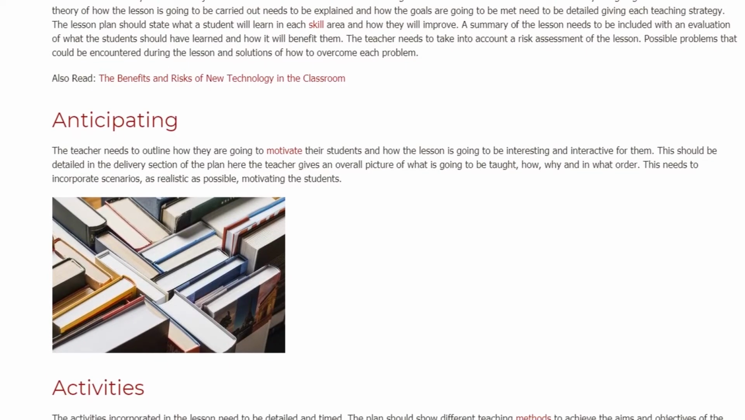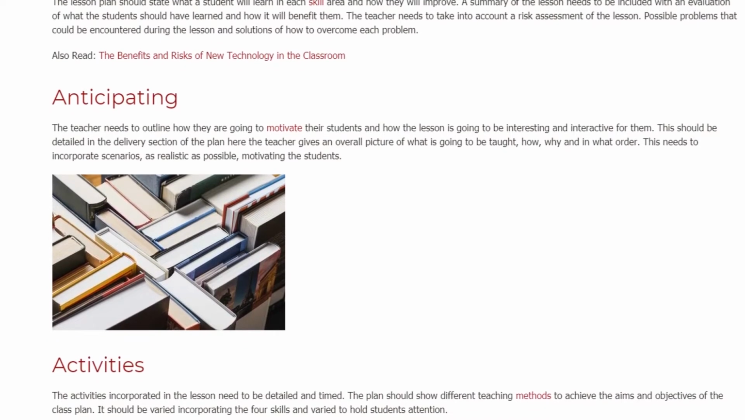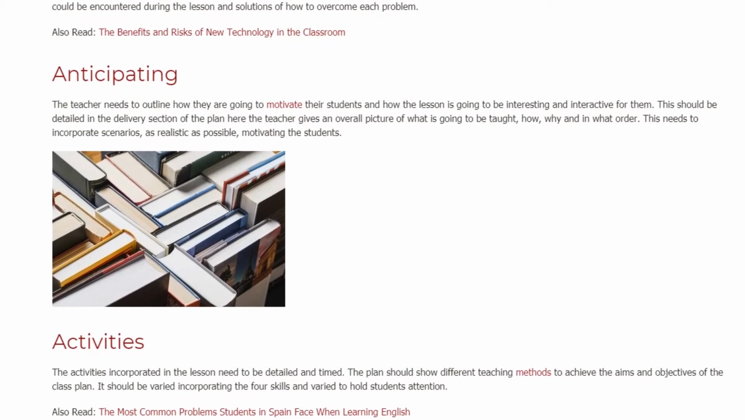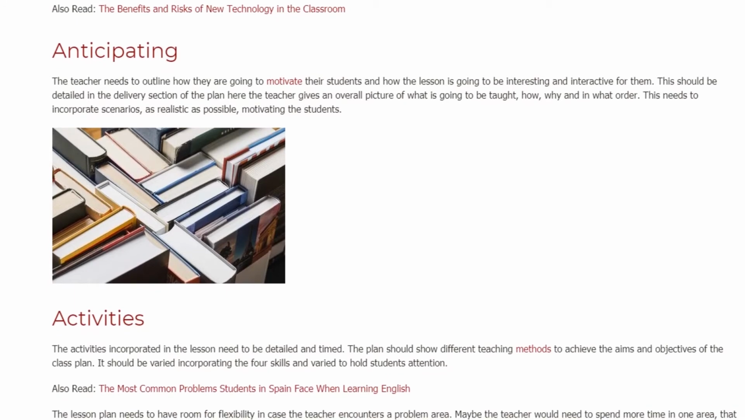Here the teacher gives an overall picture of what is going to be taught, how, why and in what order. This needs to incorporate scenarios, as realistic as possible, motivating the students.